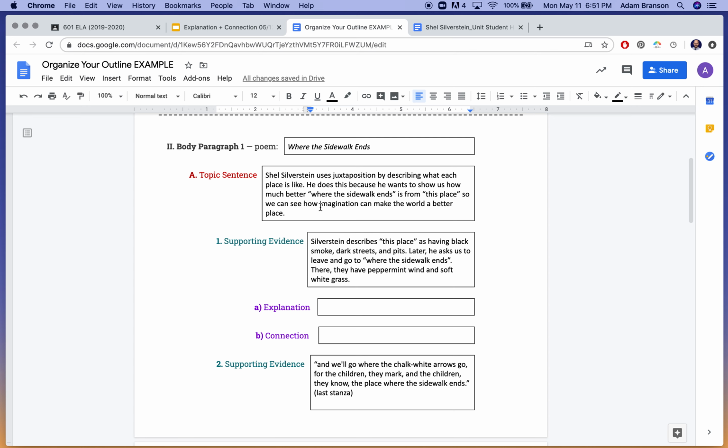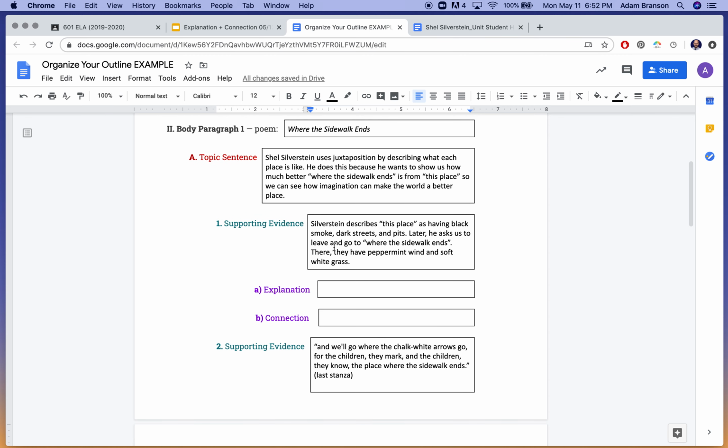My topic sentence: Shel Silverstein uses juxtaposition by describing what each place is like. He does this because he wants to show us how much better where the sidewalk ends is from this place, so we can see how imagination can make the world a better place. That's my topic sentence. That's my idea for this paragraph. I have two pieces of evidence. The first one, Silverstein describes this place as having black smoke, dark streets, and pits. Later, he asks us to leave and go to where the sidewalk ends. There, they have peppermint wind and soft white grass. I have to explain what that means. And then I have to give you the so what.